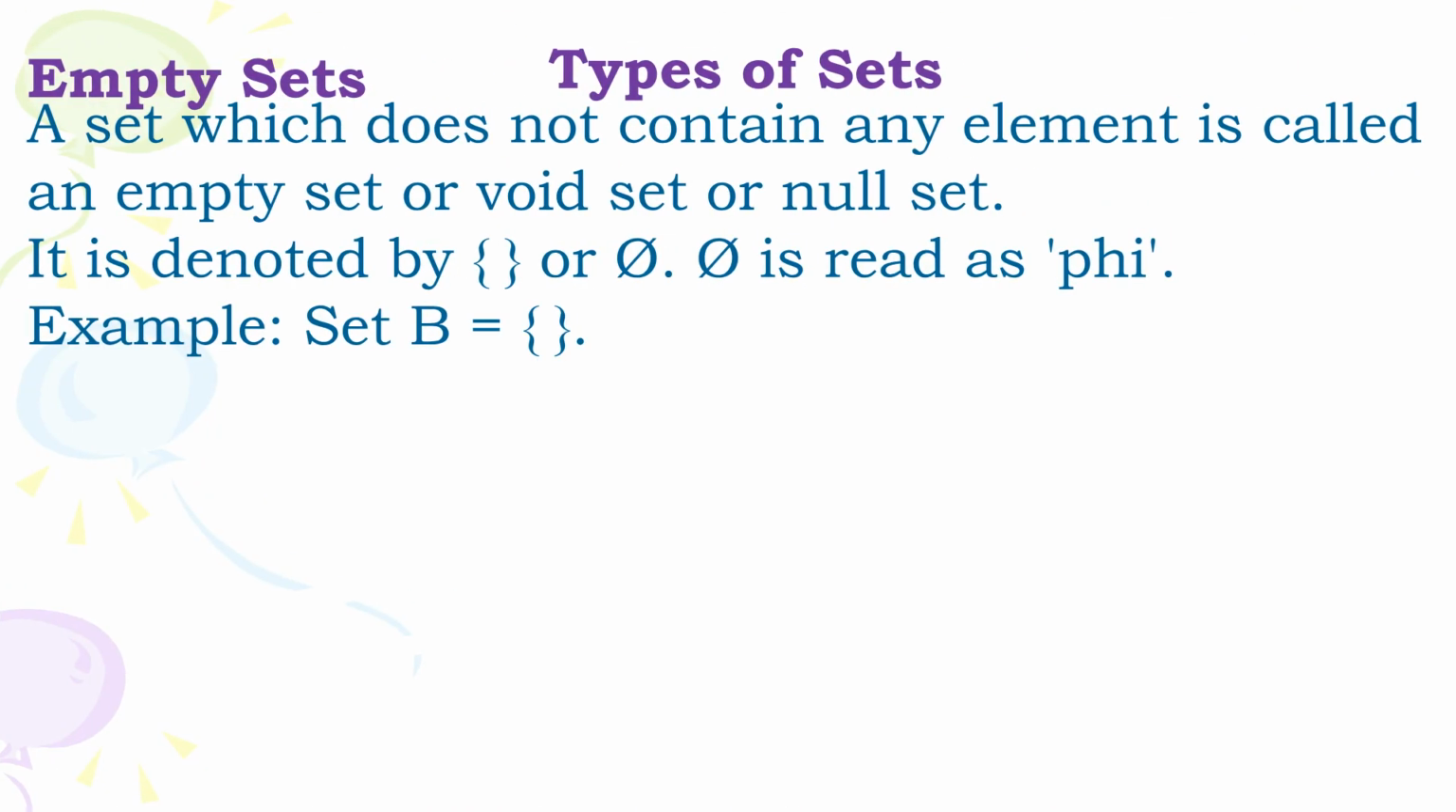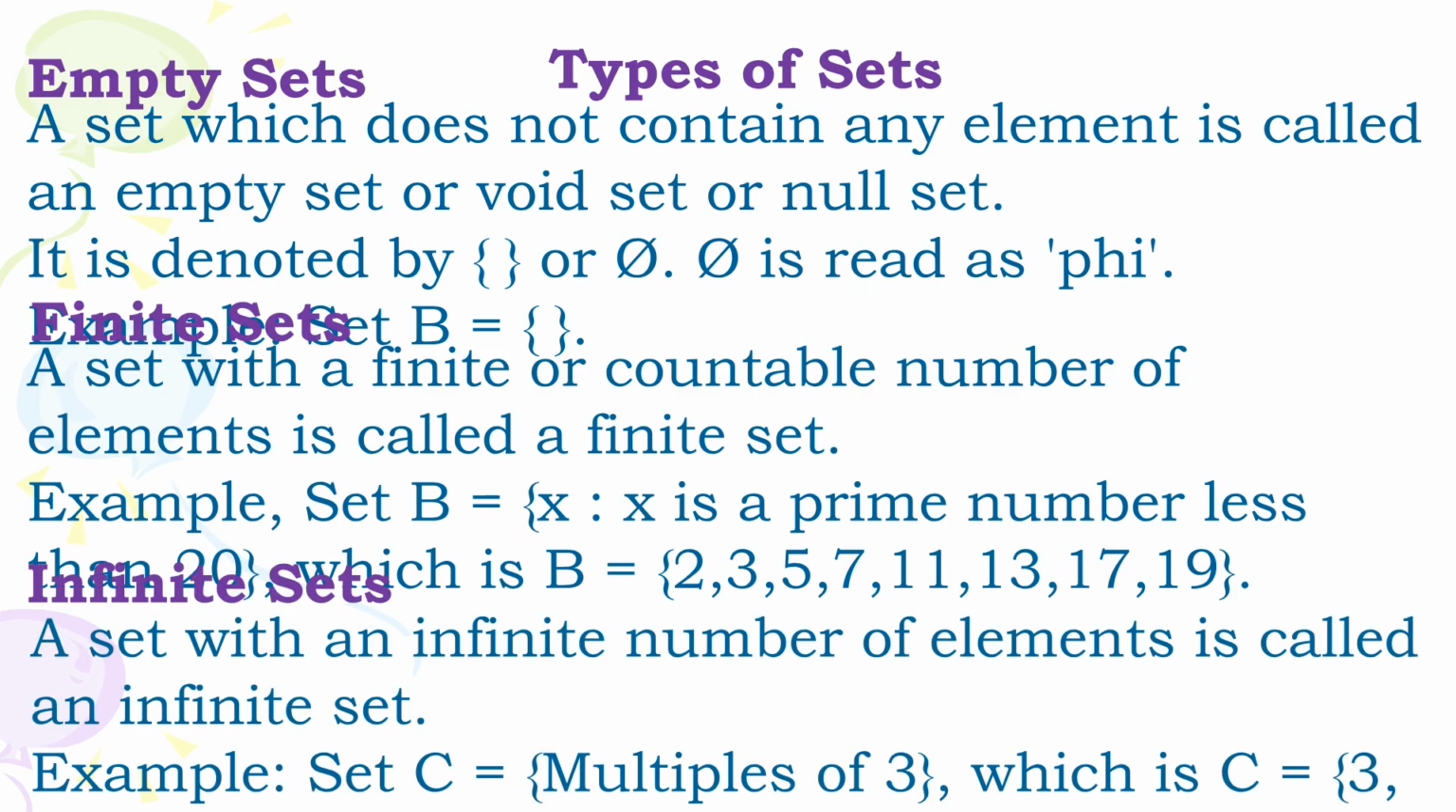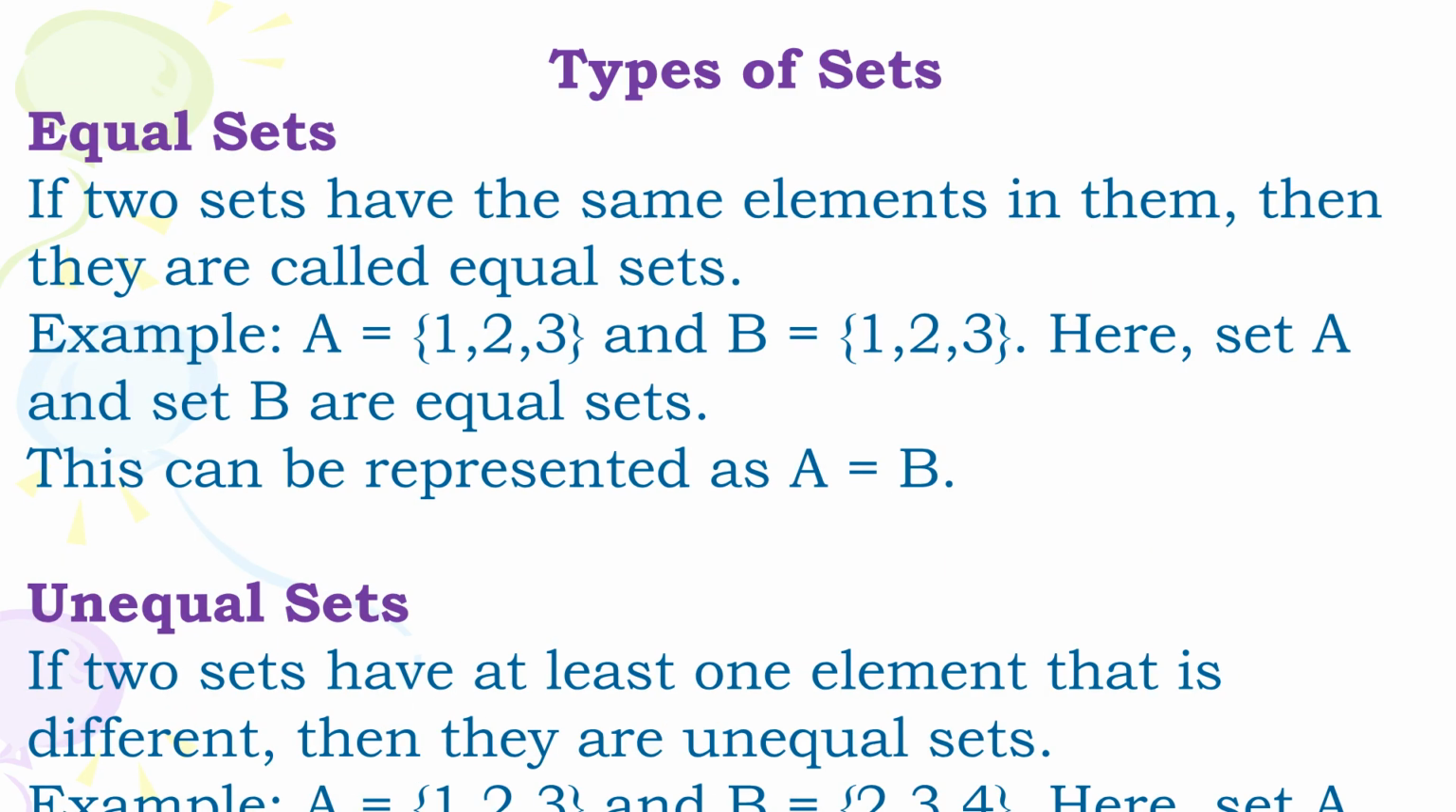An empty set contains no elements. A finite set has a countable number of elements, while an infinite set has an uncountable number of elements. Equal sets contain the exact same elements, written as A equals B. Conversely, unequal sets have at least one different element, written as A does not equal B.